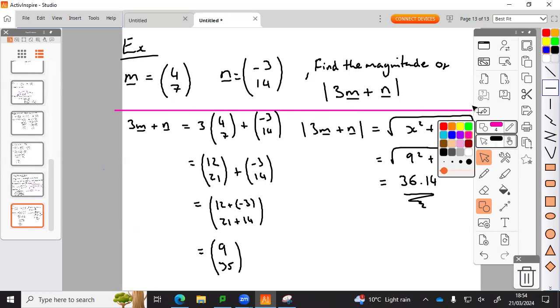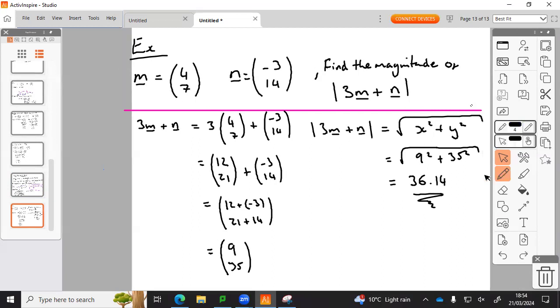Separate the question from answer. Okay, so if you get asked that when you're adding two vectors together, you find the sum of them first, and then you find the magnitude. So you put it in component form first, and then you find the magnitude of it.